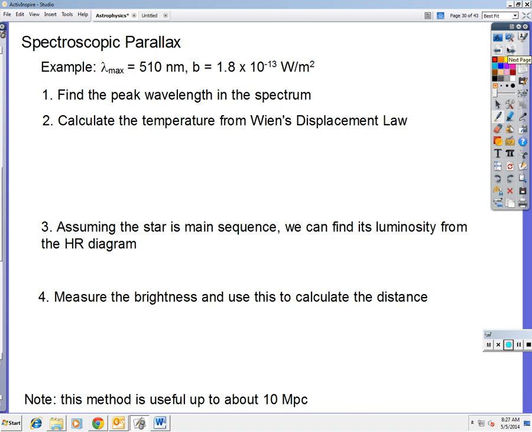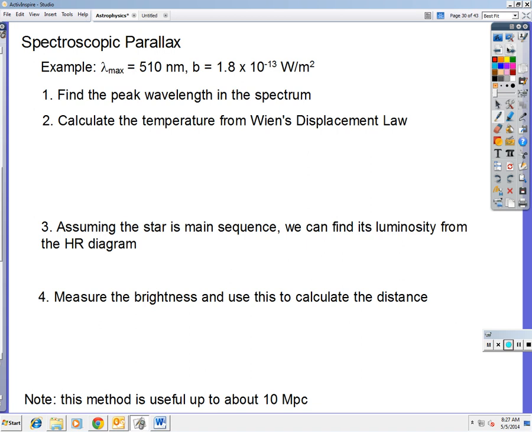But there's another way that we can measure distance to stars. It's called spectroscopic parallax. And despite the name, it is not in fact parallax. It is used for measuring distance, but it is not in any way like parallax. Spectroscopic parallax works for main sequence stars. If you look at the Hertzsprung-Russell diagram, if you know that a star is main sequence, and you know its spectral class, you can get a pretty good idea of its luminosity.